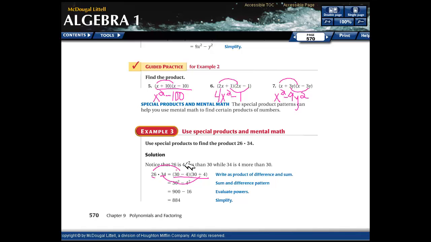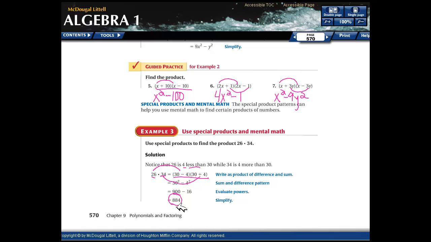Okay, it has the same terms in the front, but one's a plus, one's a minus, so what do you know? You can square the first, so 30 times 30 is 900, and then negative 4 times a positive 4 is minus 16, which gives you a shortcut into multiplying that: 884.